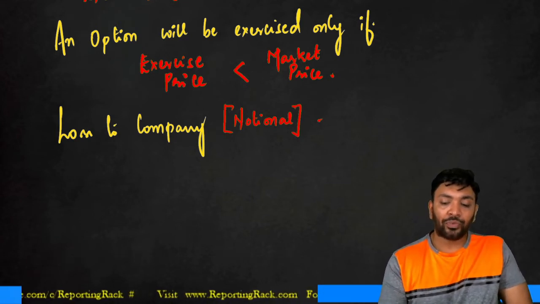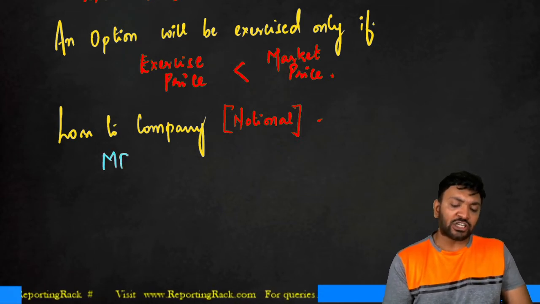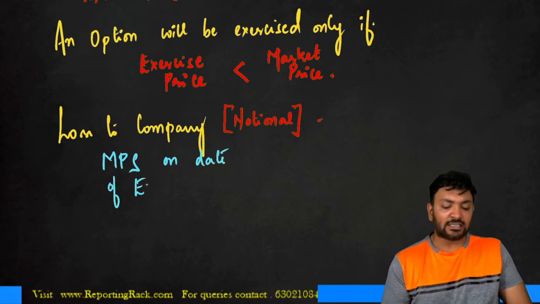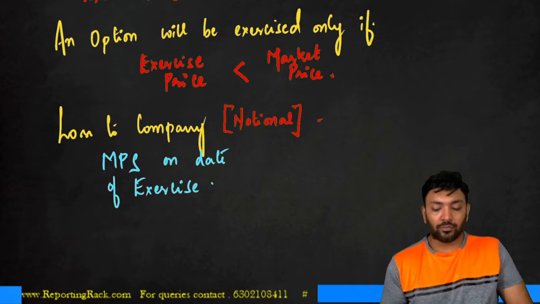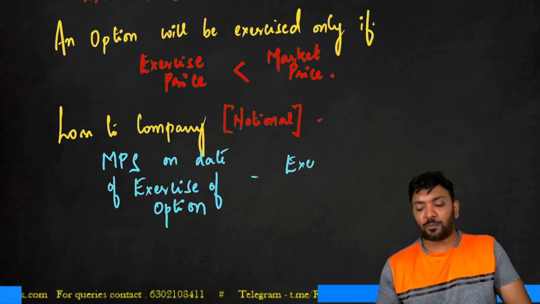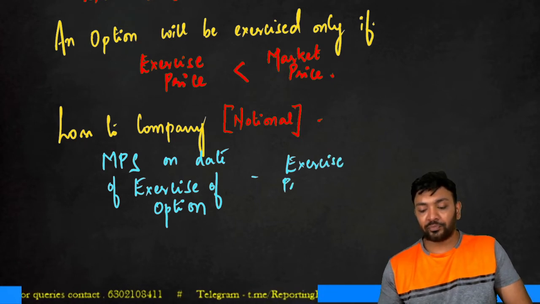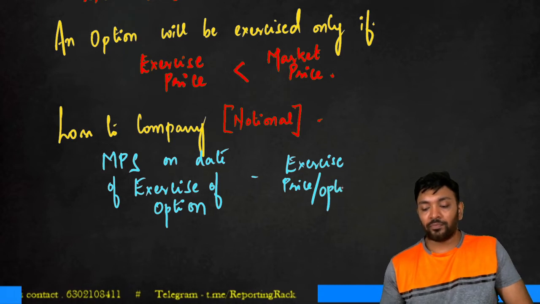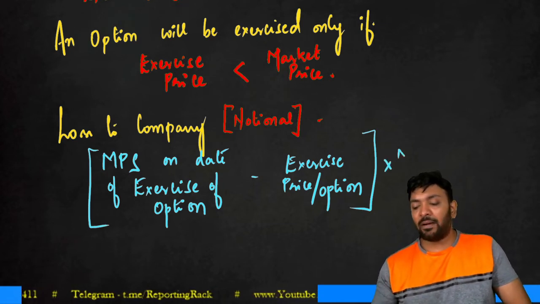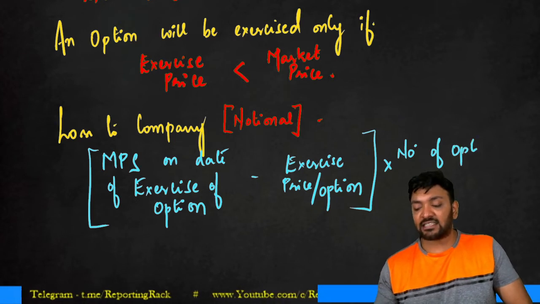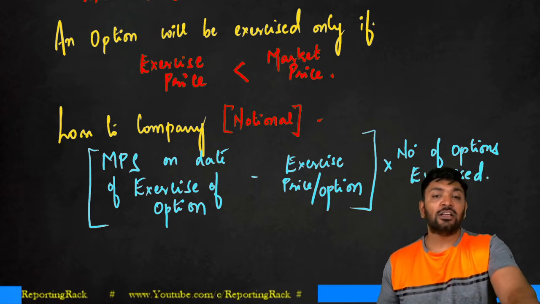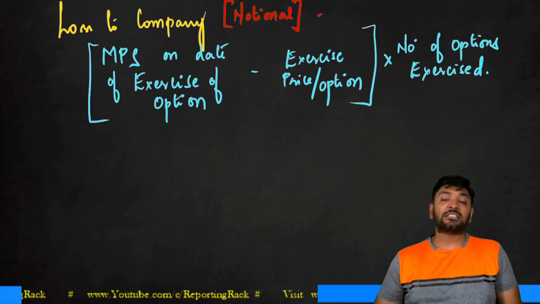is nothing but market price per share (MPS) on date of exercise of options minus exercise price per option. The difference between the market price and the exercise price is the loss per option, multiplied by the number of options exercised. For each option exercised, the loss to the company is the market price on date of exercise minus exercise price.